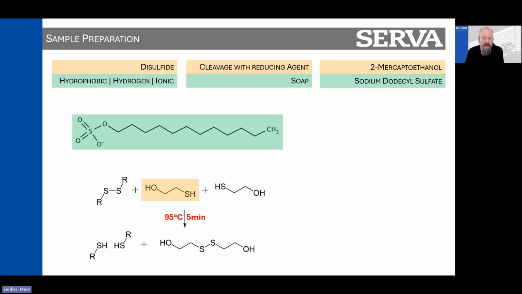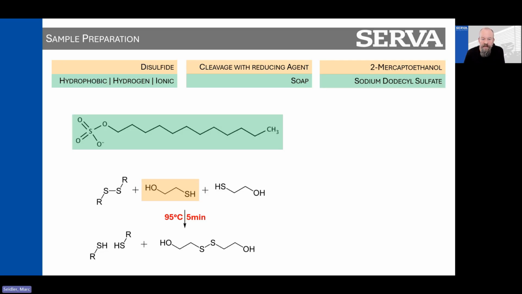You see it in green here. It's a 12 carbon long hydrophobic tail with a sulfate, negatively charged head, you can say.